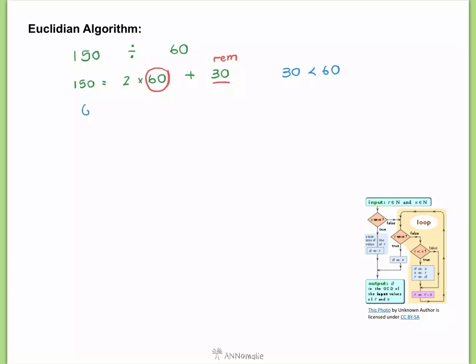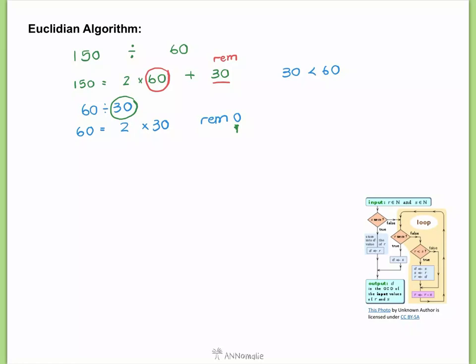We divide 60 by 30. And that then gives us 60 is 2 times 30, remainder 0. What is the HCF, the highest common factor? Once we get to a remainder of 0, the previous divisor before a remainder of 0 will be the highest common factor, and we've already confirmed that result as well.